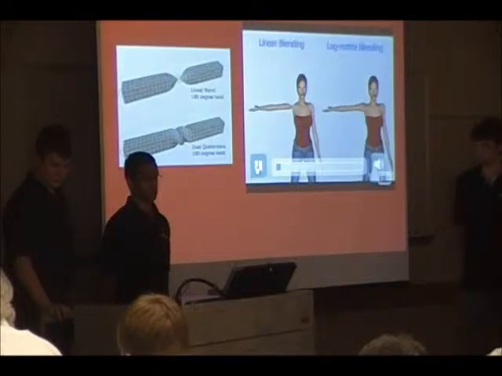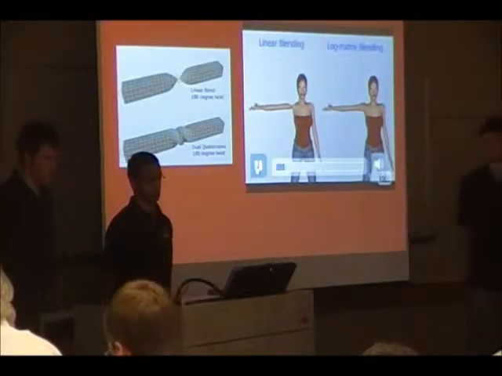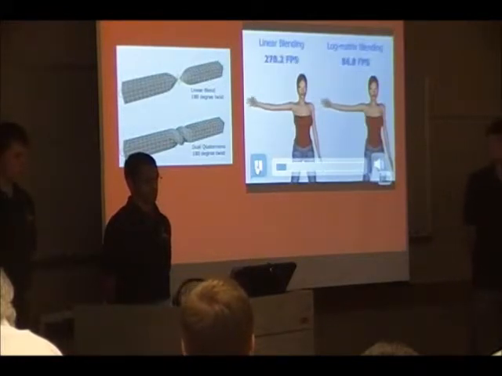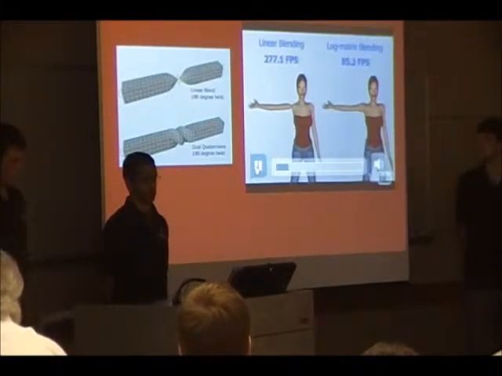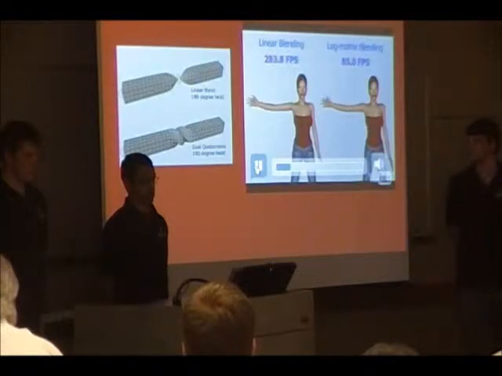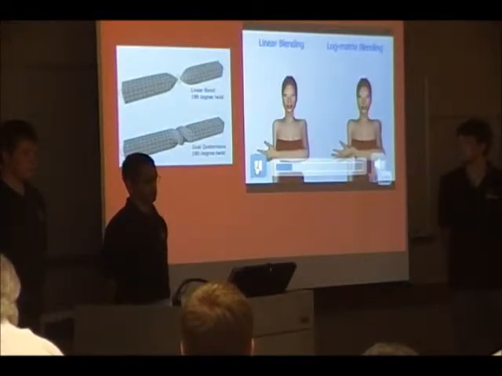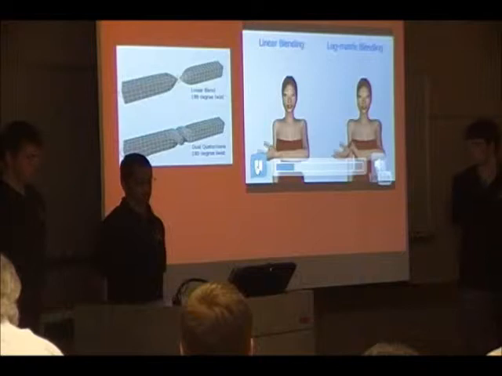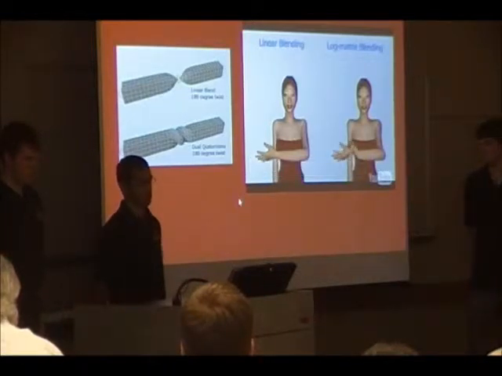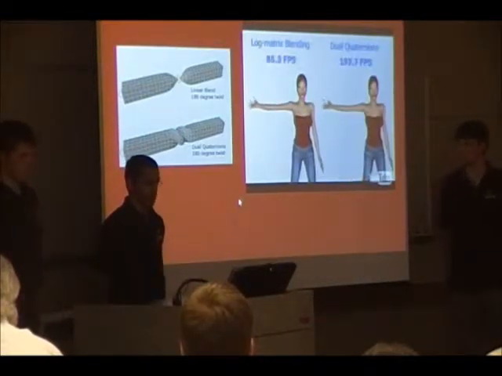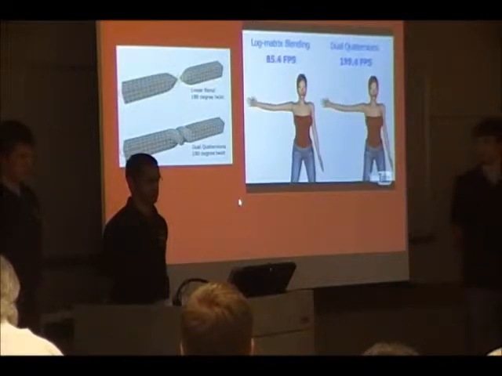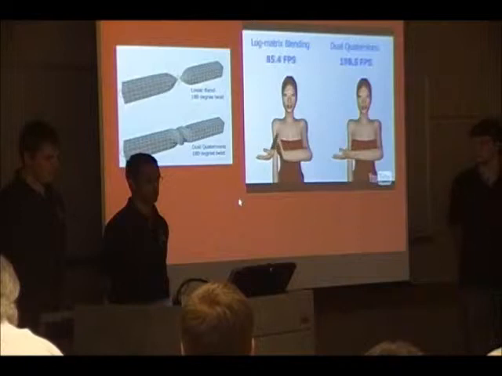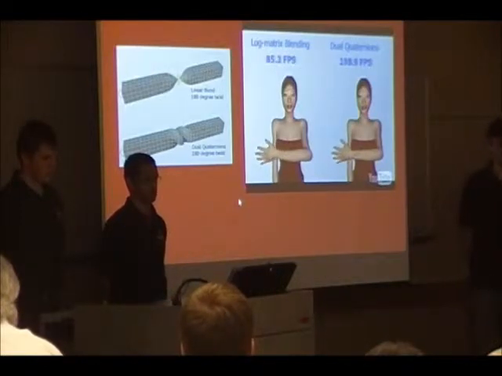The candy wrapper artifacts of linear blend skinning have recently been solved by log matrix blending. Unfortunately, log matrix blending is considerably slower than linear blending. Postures can also occur where log matrix blending itself produces artifacts. Dual quaternion blending is about twice as fast as log matrix blending. Moreover, the properties of dual quaternion blending assure that no such artifacts occur.